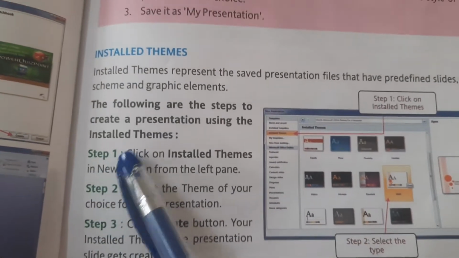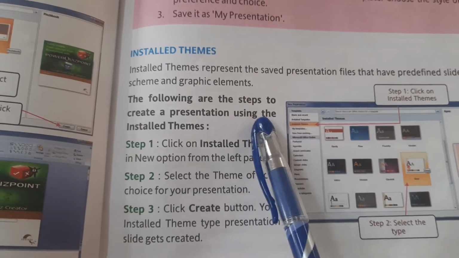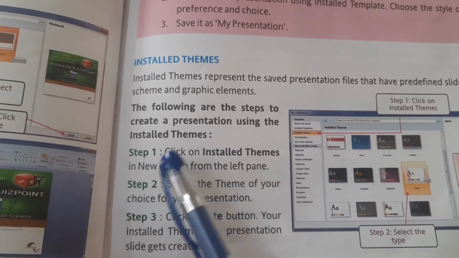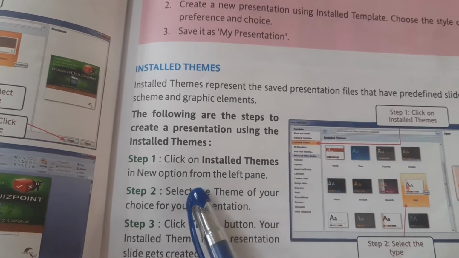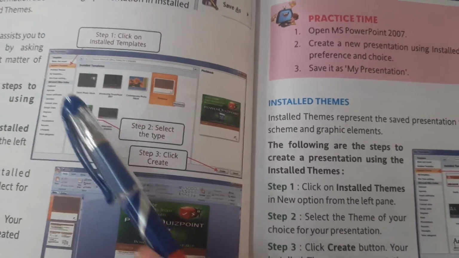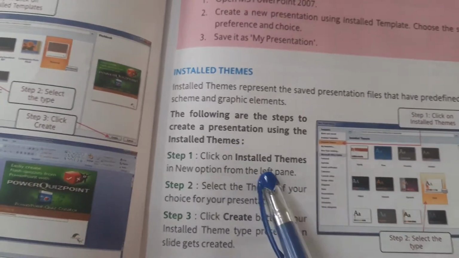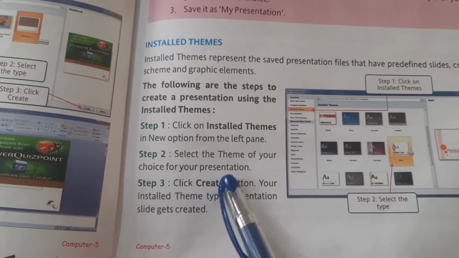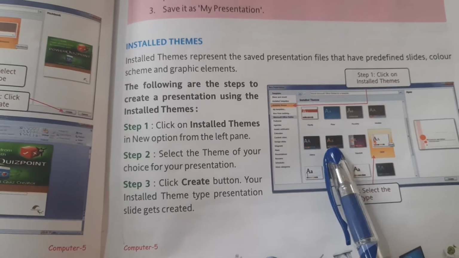Okay. Now, what are the steps to create a presentation? The following are the steps to create a presentation using the installed themes. Number one, click on installed themes in the new option from the left pane. So just like we have clicked on the new option here, same way we will click here and then we will click on installed themes. Select the theme of your choice for the presentation. You will choose the theme from here.